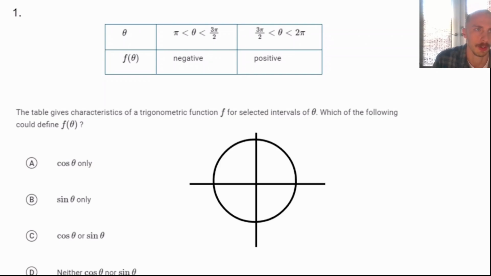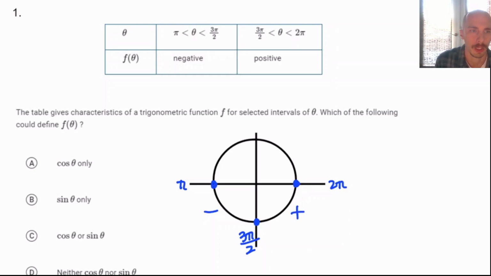All right, so they're saying f of theta, when theta is between pi and 3 pi over 2. I'm just going to remind you, pi is over here at the far left edge of the circle, right there. And then 3 pi over 2 is down here at the bottom of the circle. They're also mentioning 2 pi, so I might label that as 2 pi over there. So we're looking for the type of function that is negative over here and positive over there.